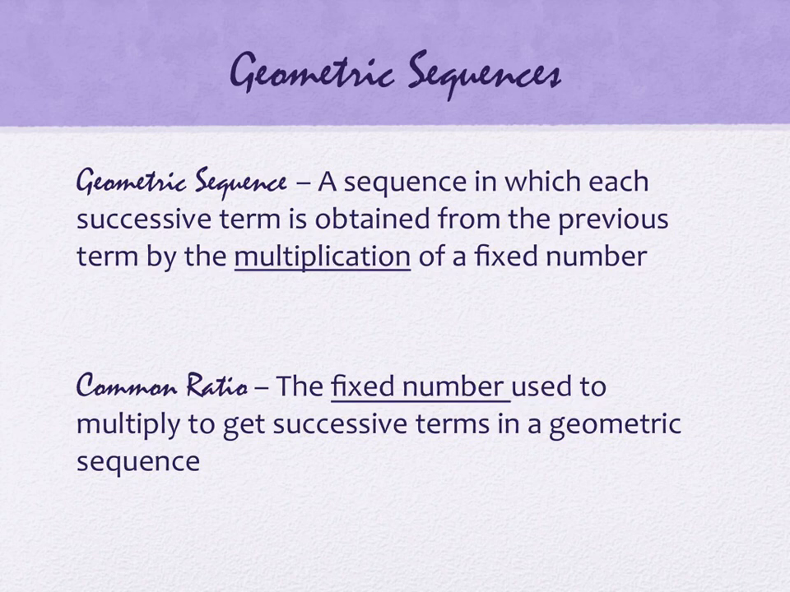Now, most of ours are going to be multiplication by a positive number. That's what you're going to see the majority of. But the definition is open-ended. It allows for other things.